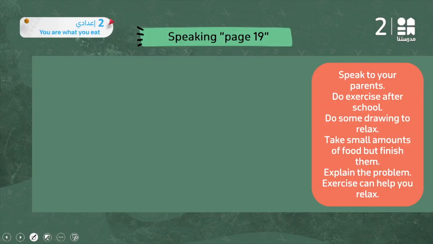So here we have some phrases which you can use in your dialogue or in your writing. Okay, like speak to your parents. They are written on page 19, so you can go check on page 19 now. Speak to your parents, do exercise after school, do some drawing to relax. يعني ساعات الرسم بيساعد على الاسترخاء أو تهدئة الأعصاب شوية. طبعا if it's your talent, لو هي موهبتك كده يعني.